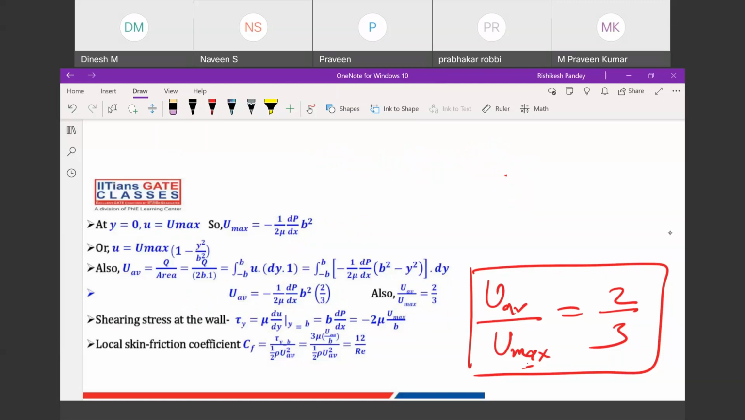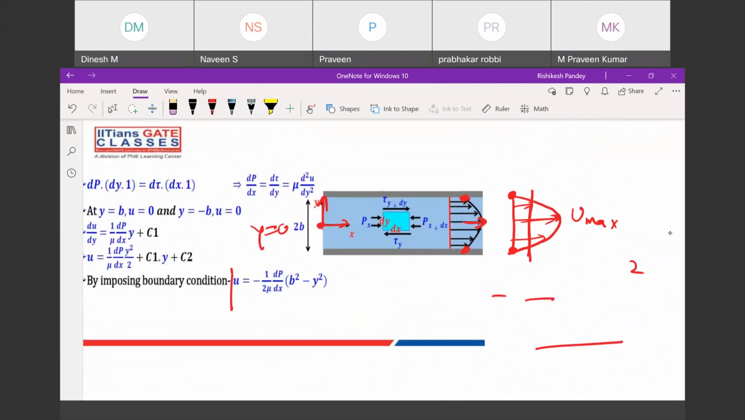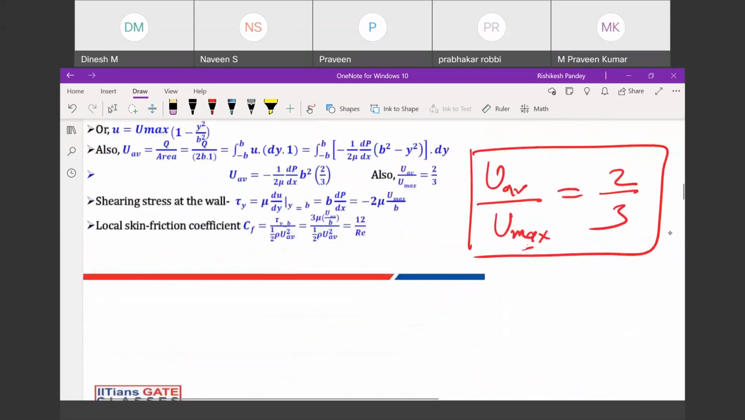So you don't have to actually remember this equation. You only have to remember the general parabolic equation, which is this thing. Put y equals 0, you will get the maximum. And then you multiply by 2/3, you will get the average velocity.